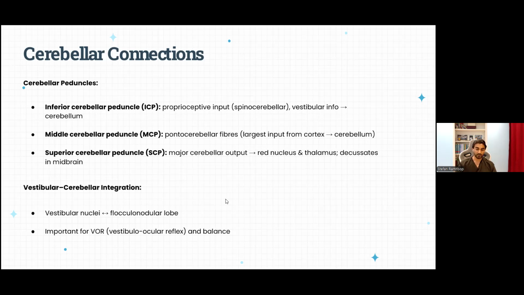The vestibulocerebellar system integrates through the vestibular nuclei and the flocculonodular lobe. So this circuitry coordinates balance and eye movements, including the vestibular ocular reflex. Lesions here, if you have them present, would produce nystagmus, unsteady gait, and difficulty with rapid head movements.